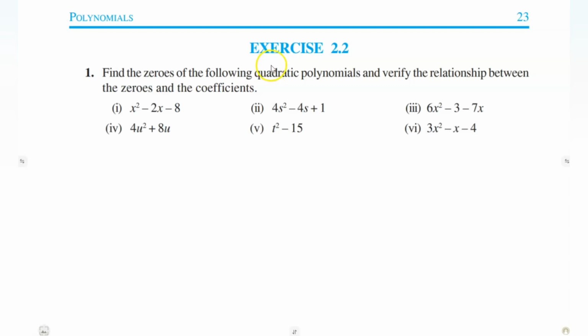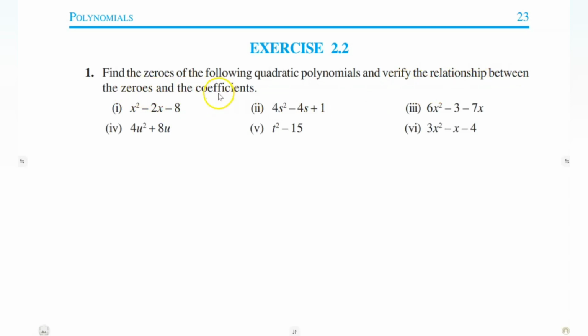Hello everyone. Today in this video we are going to discuss the solutions of exercise 2.2 from the Polynomials chapter, and this is from the NCERT book, grade 10. Right, let's start with the first question. Find the zeros of the following quadratic polynomials and verify the relationship between zeros and coefficients.